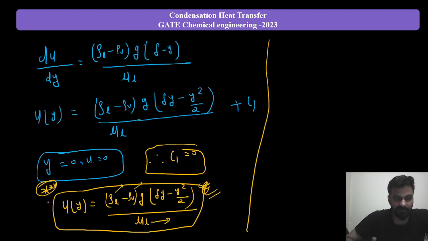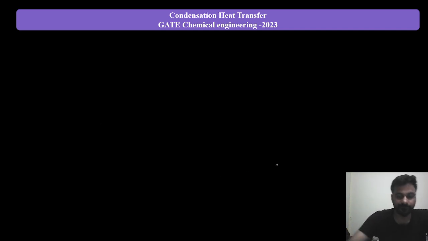So already we have derived the velocity profile, u(y), that is rho l minus rho v, where rho l is the density of liquid and rho v is the density of vapor. g is the acceleration due to gravity, delta is the thickness, and y is the length scale in the vertical direction, right? So here I'm going to discuss the mass flow rate for the condensate. When we talk about the condensate layer, the cross sectional view of this condensate layer was like that, right? So let's try to understand.